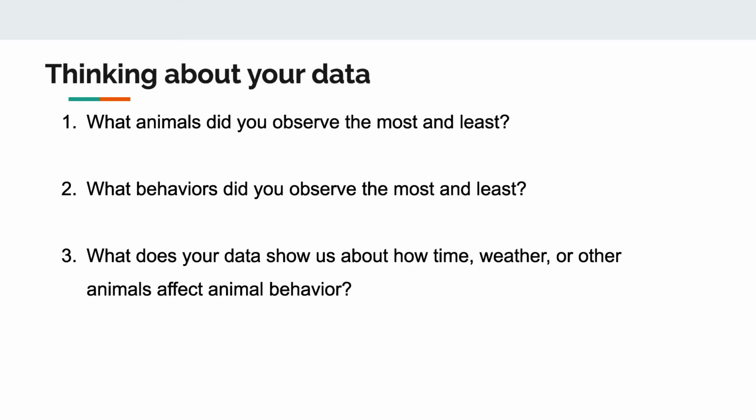The first 3 are here. What animals did you observe the most and least? The second is, what behaviors did you observe the most and least? And the third is, what does your data show us about how time, weather, or other animals affect animal behavior? It's important to start with your most basic findings, and then in the next 2 questions, we'll talk a little bit more about what these findings might mean.